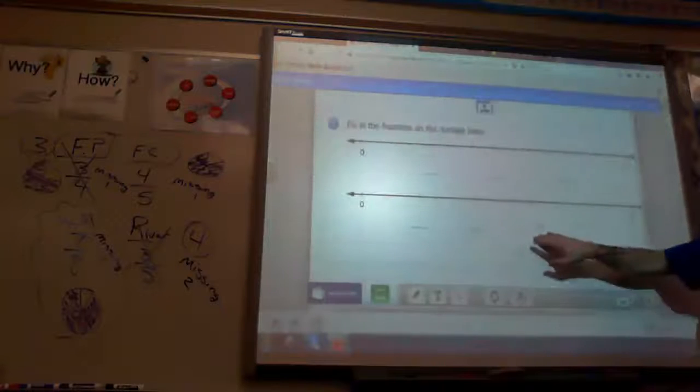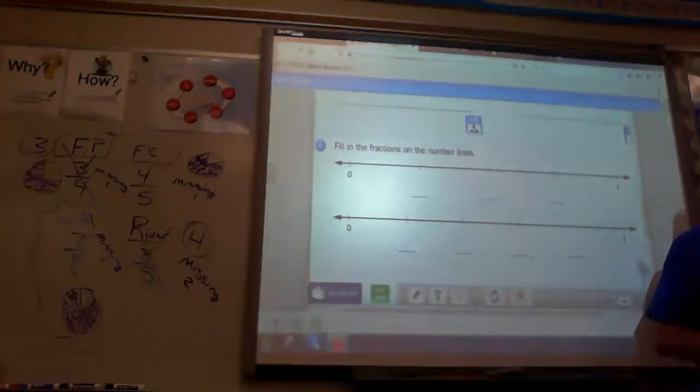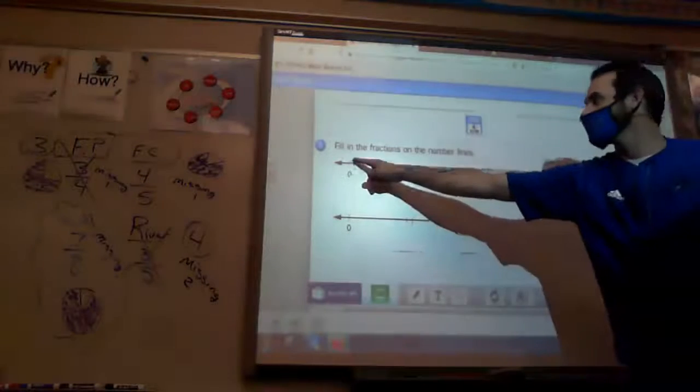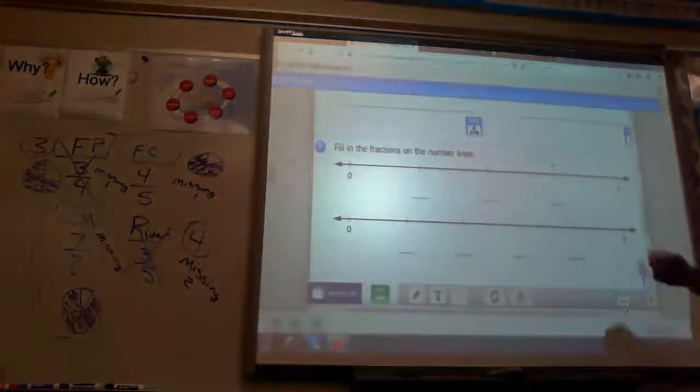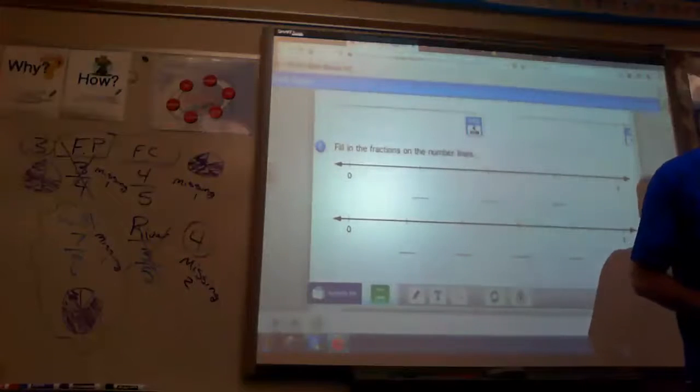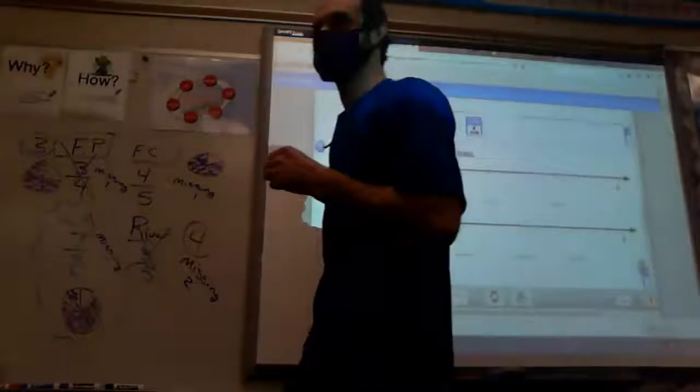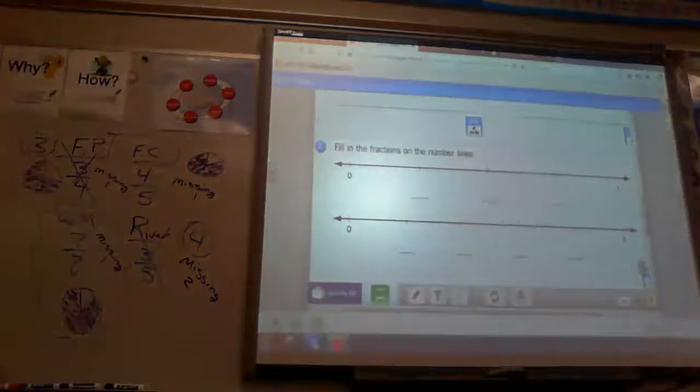Down here, I've taught you how to do these. Both of these are to 1. How do you find your denominator for these? It's been a couple days. It's been like a week. Brayden, how do you find your denominator? Count the jumps, right? 1, 2, 3, 4. There's your denominator. Then you number the numerators, right? All right. You guys know how to do these? Yeah. All right. Ready, set, work.